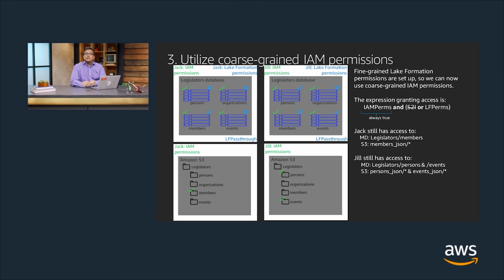Right? So the expression granting access is still IAM permissions and Lake Formation pass-through, or S2I, or individual Lake Formation permissions. And what we're going to do now is make the IAM permissions portion of this always true, meaning we're going to utilize coarse-grained IAM permissions. And because individual Lake Formation permissions are set up, even though the IAM permissions portion of this expression is always true, Jack will still only have access to the members table, and Jill will still only have access to the persons and events table.